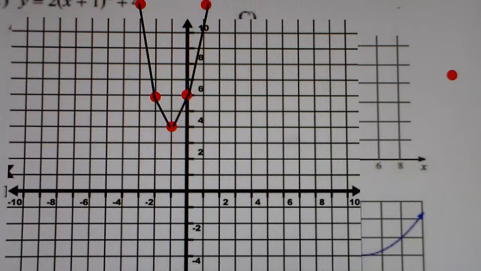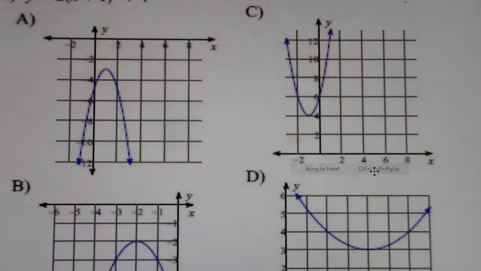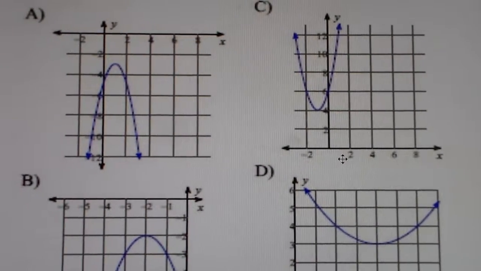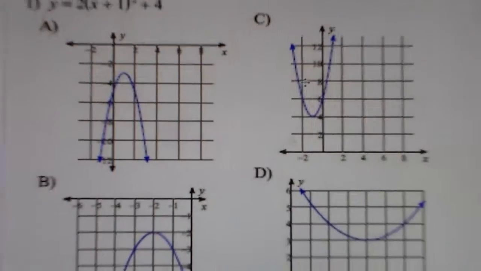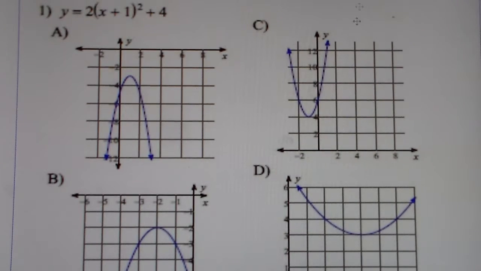Better yet, let's bring up the multiple choice. So we're going to compare to see which one of our pictures it is. I'm going to zoom out. So looking at our pictures of A, B, C, and D, we see that C looks the best compared to our picture that we got. It looks like it's the same thing. The vertex is a little bit to the left in quadrant 2, and it's going up. So number 1 is C.